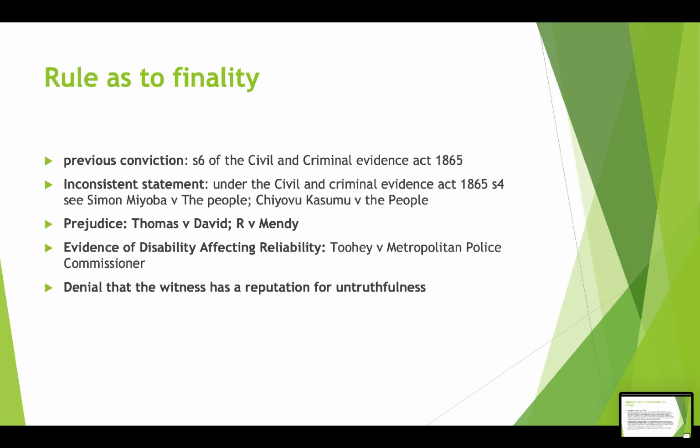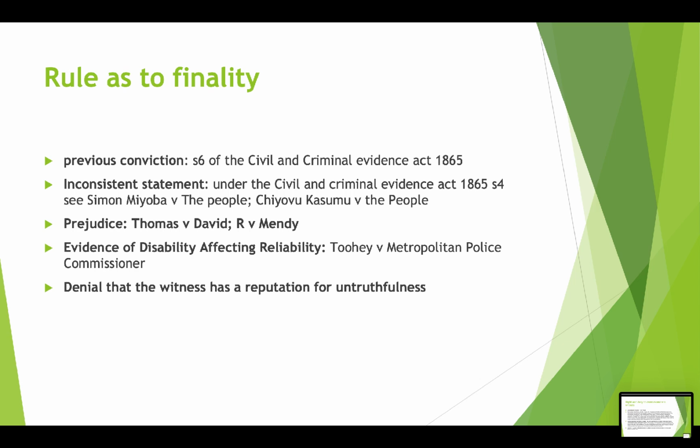Let's now look at the exceptions to the rule of finality. The first one is previous conviction. Section 6 of the Civil and Criminal Evidence Act provides that a witness may be cross-examined on their previous criminal convictions, and if they deny them, the convictions may be proved by formal record. An example of this can be where a witness claims to be an honest person, then defense asks, were you convicted of fraud? If the witness denies it, the defense can produce to the court evidence that they were convicted before.